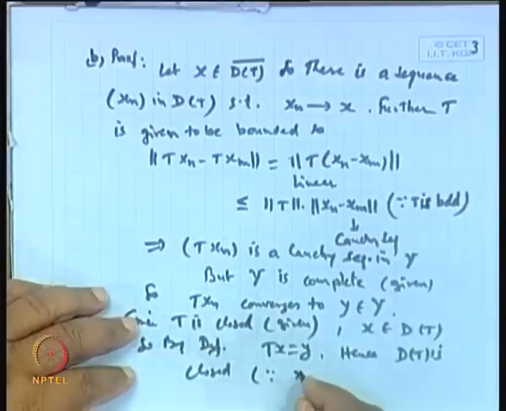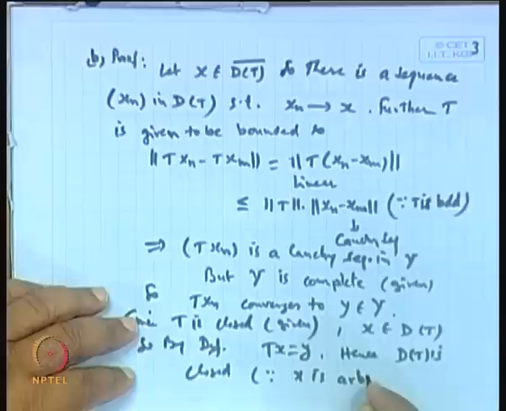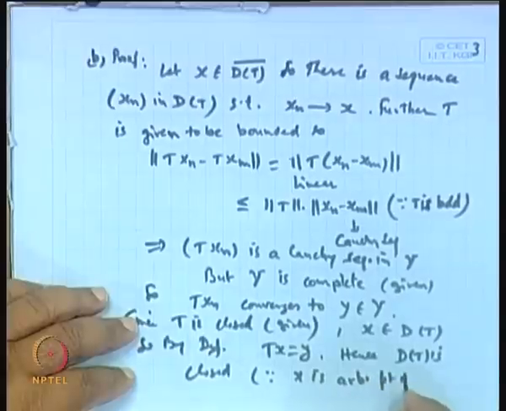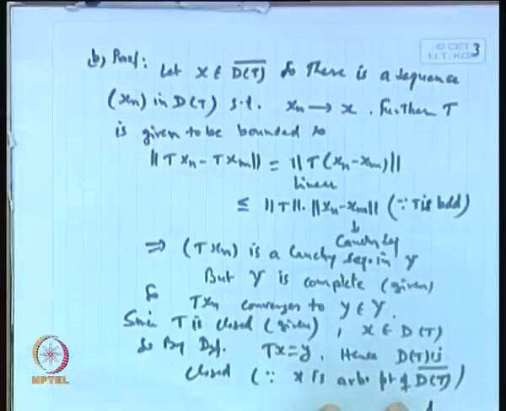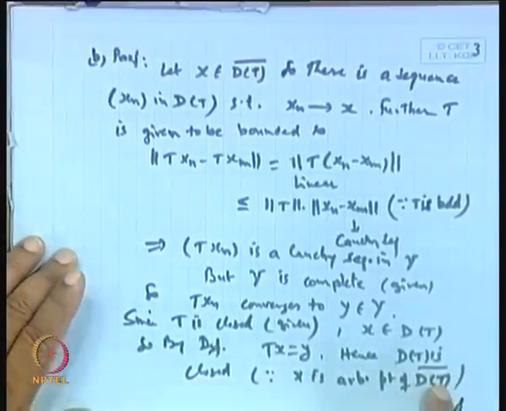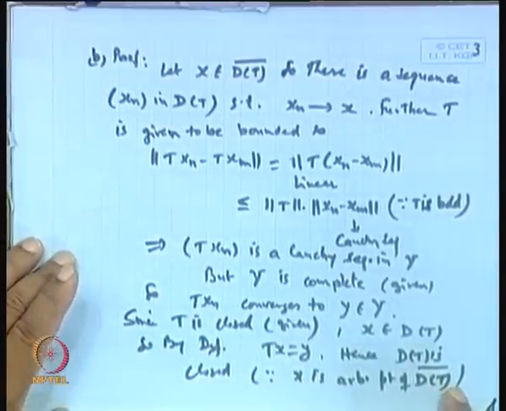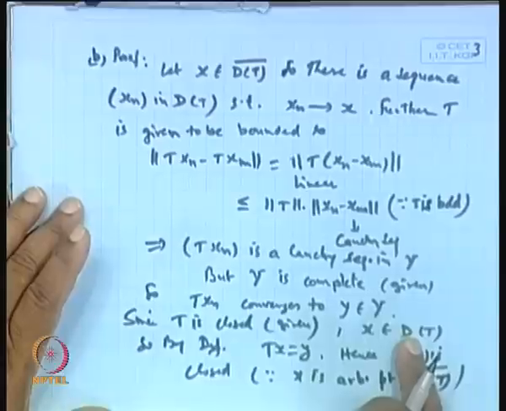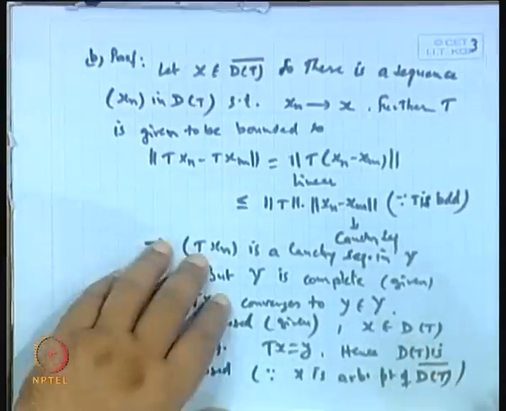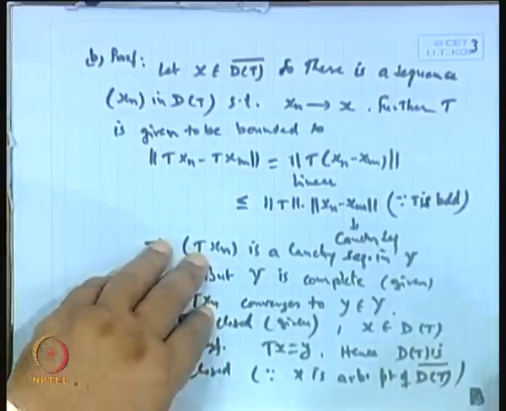Because x is an arbitrary point of the closure of D(T). Because if we take any arbitrary point, correspondingly we can always find a y in D(T) such that Tx equals y. So, this shows that D(T) is closed, x must be in D(T), is it not? This is because of this closedness. So, this completes the proof of this.